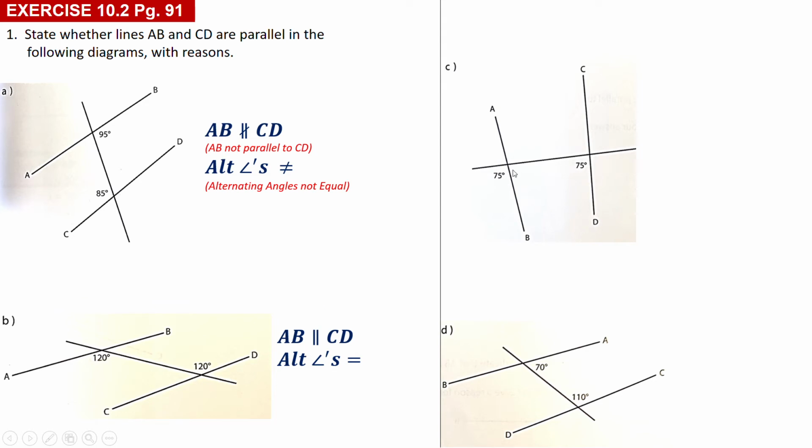Then these two here, you should have seen that they were corresponding to each other and they are equal to each other, which means that the lines must be parallel. So AB is parallel to CD because the corresponding angles are equal to each other.